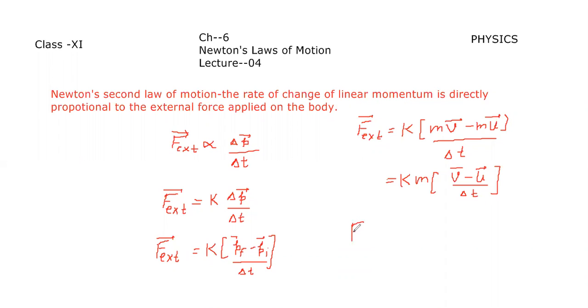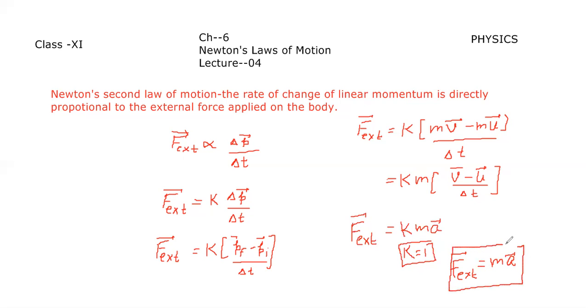So we can write F external equals k into m into a, and experimentally it is found that k equals 1. So what is the formula for F external? That is F external equals m into a, in vector form. Okay, so this is the statement for the second law, and with the help of the formula we derive that F external equals mass into acceleration. So F equals ma.